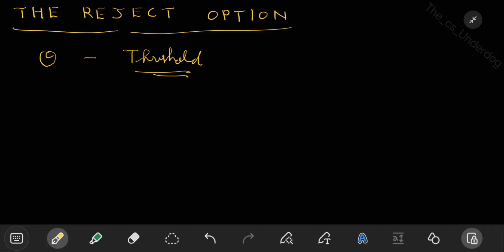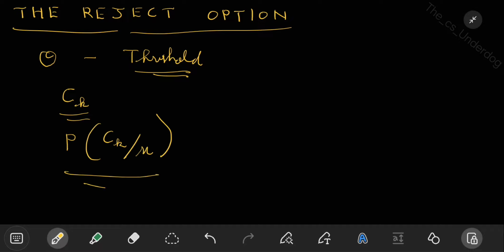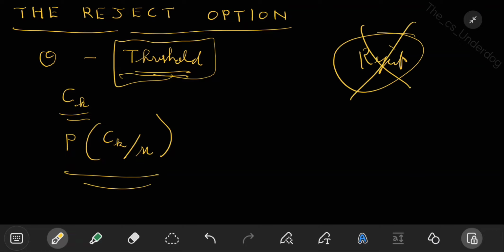Based on the posterior. That is, if there are k classes, Ck, each of the classes, and there is some probability p of Ck given x, where x is your input. Given that x is the input data, what is the probability that it belongs to Ck? If this posterior probability does not cross the threshold, then you would say that it is a reject. I don't want to give an answer here. I want to say I don't know. So reject if the largest of the posteriors is less than or equal to theta.